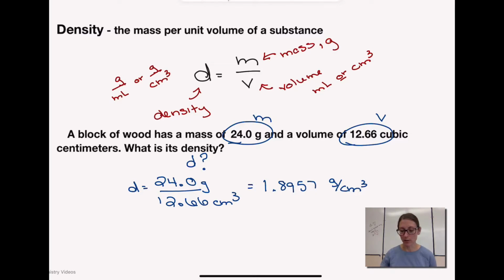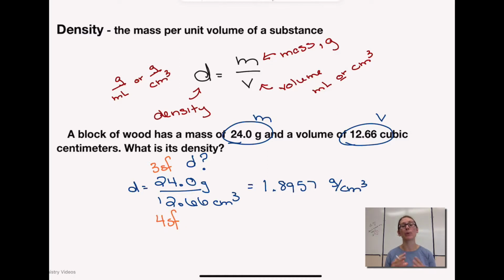So let's go back and take a look at significant figures here. As we look at sig figs, again, you're looking at the numbers that you did the math on. And so you're looking at 24.0 and you're looking at 12.66. 24.0 has 3 significant figures. That final 0 is significant because it is a trailing 0 and there's a decimal point in the number. And then 12.66 has 4 significant figures.